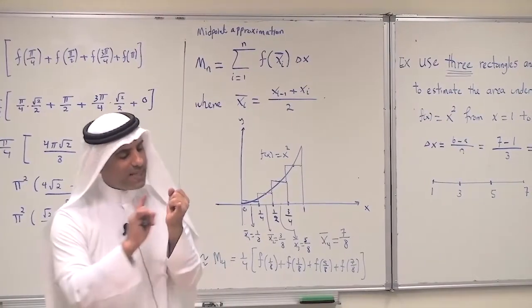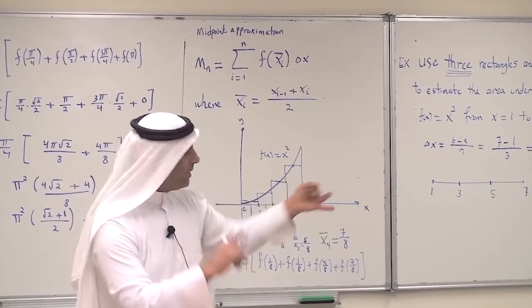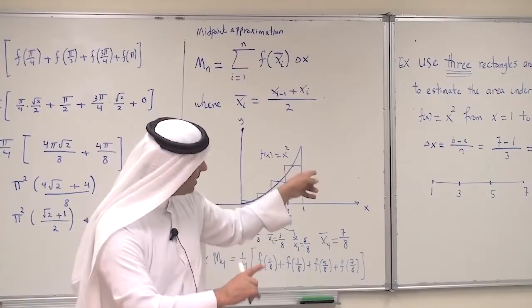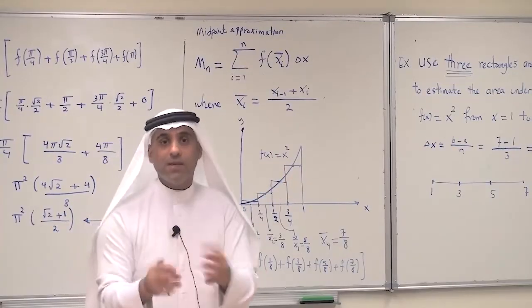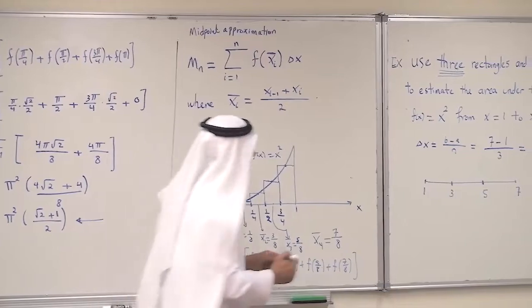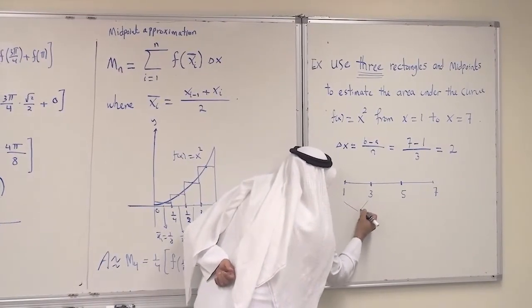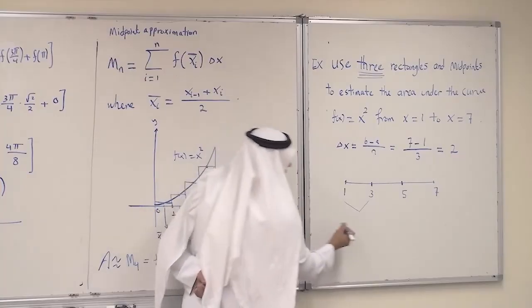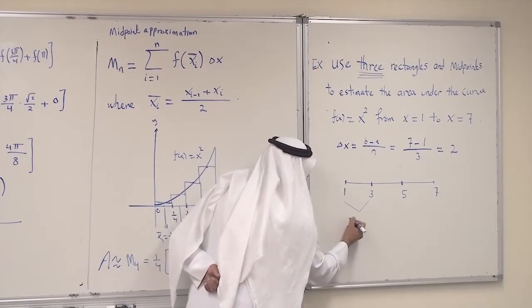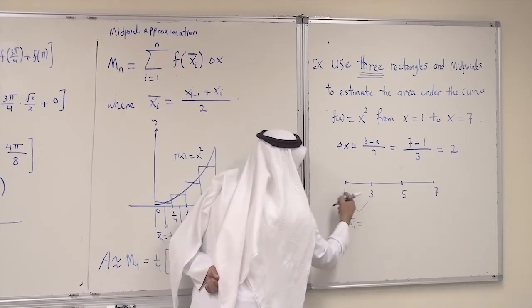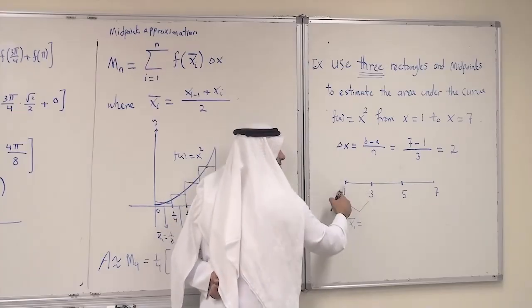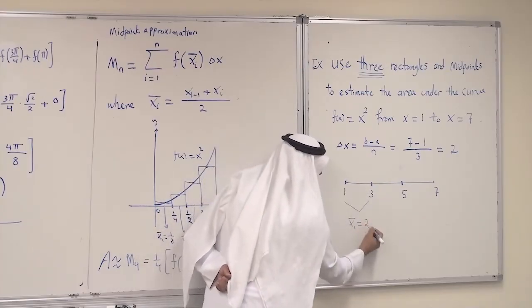Be careful. If he said the left points, it is direct. If he said the right points, it is direct. But if he said the midpoints, you need one more step. That is, I need to calculate the midpoint between these 2 points. I will call it x1 bar, which is the average of these 2 numbers. 3 plus 1 is 4, divided by 2, that is 2.